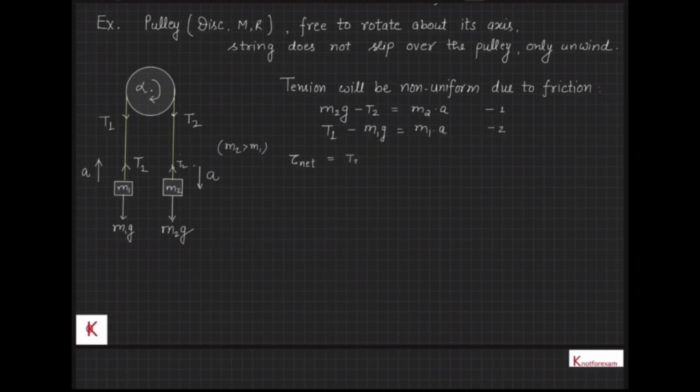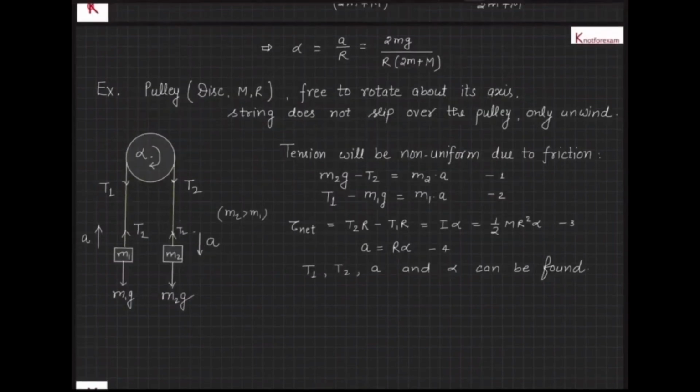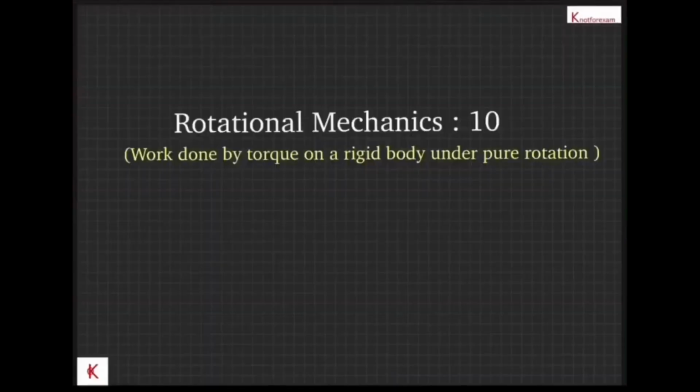Also, the net torque on the pulley by the tensions will be equal to T2R minus T1R, that will be equal to I alpha, that will be equal to half mR square alpha. Since the string does not slip over the pulley, we can use the relation a is equal to R alpha, and by using these relations we can find T1, T2, acceleration of the masses and angular acceleration alpha of the pulley. And we are going to discuss work done by torque on a rigid body under pure rotation.